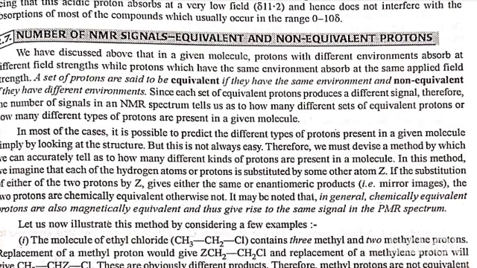Number of NMR signals, equivalent and non-equivalent protons. We have discussed above that in a given molecule, protons with a different environment absorb at different field strength, while protons which have the same environment absorb at the same applied field strength. A set of protons are said to be equivalent if they have the same environment and non-equivalent if they have different environments. Since each set of equivalent protons produces a different signal, the number of signals in an NMR spectrum tells us how many different sets of equivalent protons, or how many different types of protons, are present in a given molecule.